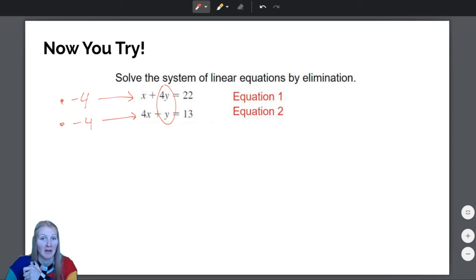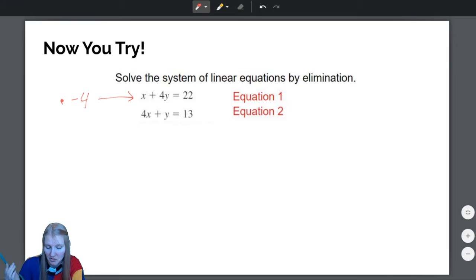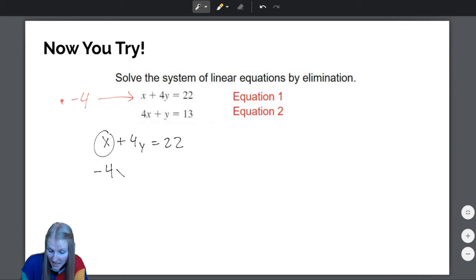Either way, I'm multiplying by negative 4, so it doesn't matter which one we do. We did y last time. Let's do x this time. So I'm going to take equation number 1, x plus 4y equals 22. And I want my x to be negative 4x in the end. That way, it's the opposite of positive 4x. So we are going to multiply this entire equation by negative 4.